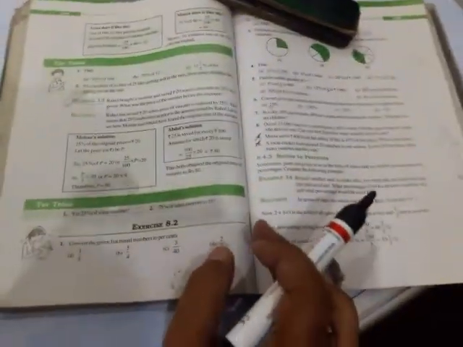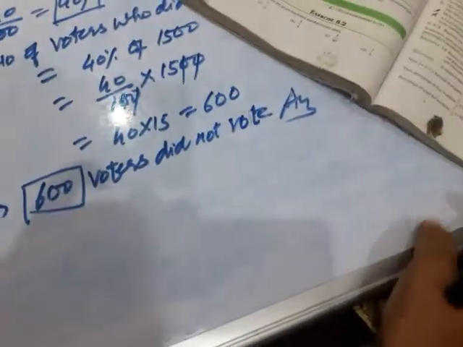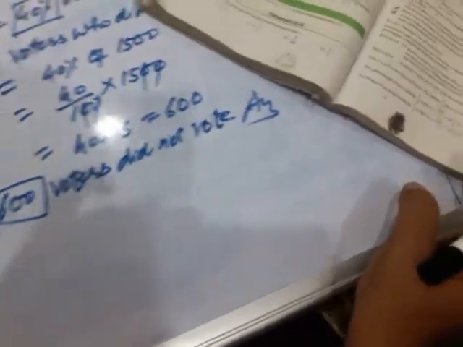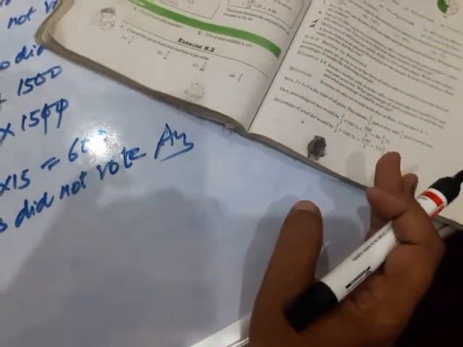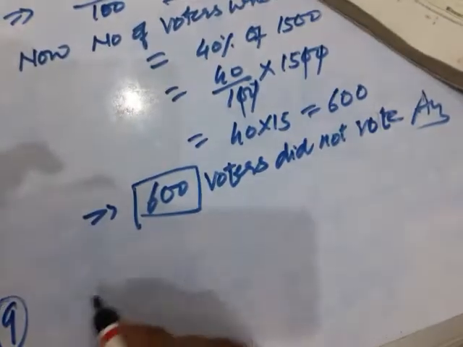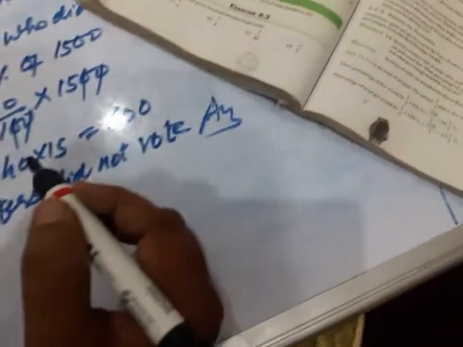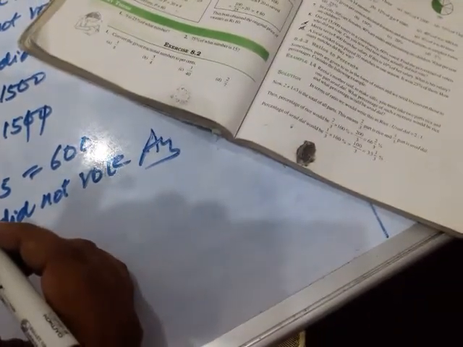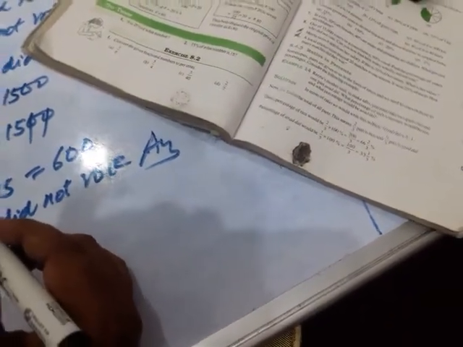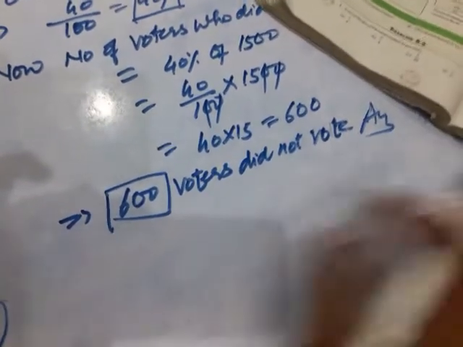Meeta saves rupees 400 from her salary. That is question number 9. Meeta saves rupees 400 from her salary. If this is 10% of her salary, what is her salary? Clear? What is given? Meeta saves rupees 400 from her salary. If this is 10% of her salary, how will you solve it?